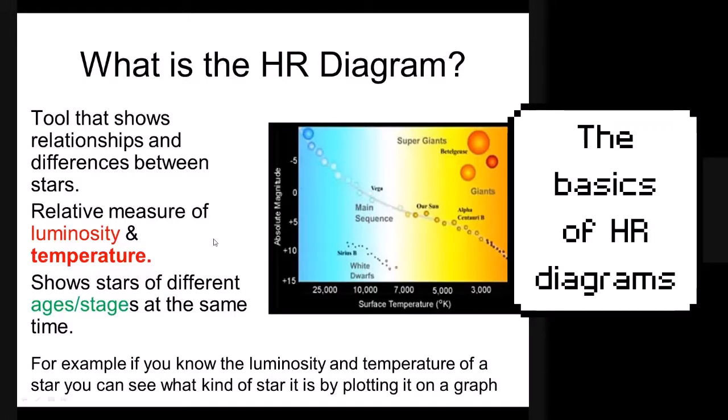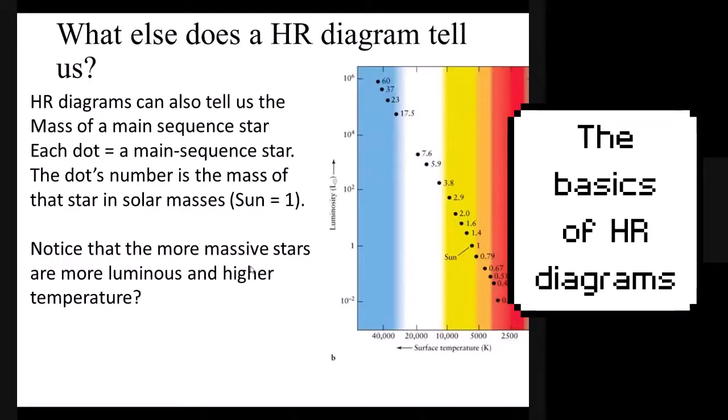So one more thing it can tell us is the mass of a star, at least for the main sequence stars. Now, if you get an HR diagram like this, and this could also be considered an HR diagram, I mean, it's measuring luminosity and temperature. In this HR diagram, they literally tell you the mass of the stellar objects. Here's our sun with 1 solar mass. Makes sense, it's 1 sun's mass. And as you go up, it goes 1.4, 1.6, 2.